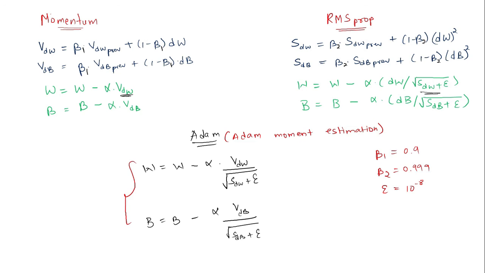Also, we need not worry about implementing these from scratch, but we can use a programming framework like TensorFlow or PyTorch, and in that we just have to mention that we are using ADAM, and we will need to pass the values of the hyperparameters beta 1 and beta 2, and it will automatically implement it for us in the background. So this was about ADAM.